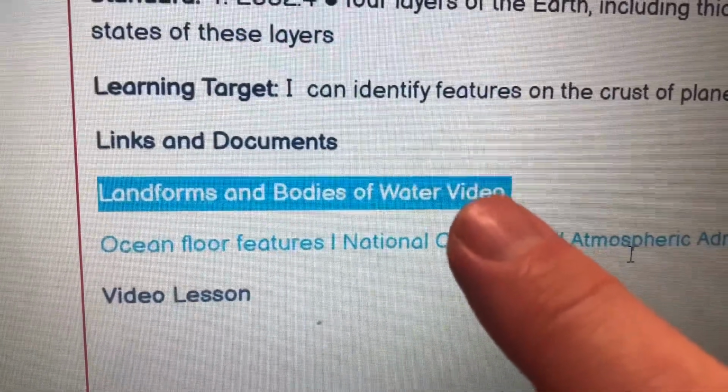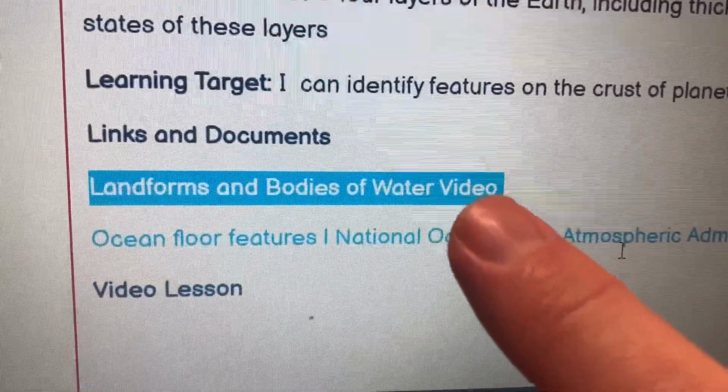And then let me tell you what I would like you to do as you watch the video. As you watch the video, I want you to stop it to write the land feature and a description of the land feature, okay? Let me give you an example. Let me show you one part of the video and what I want you to do with it, okay?